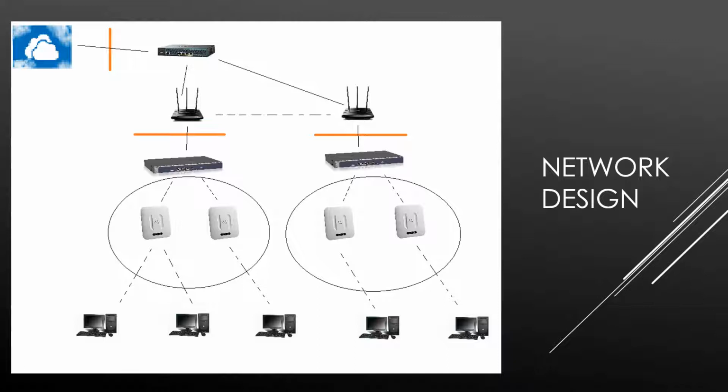And then below the routers, we just have our wireless controllers, and those will manage the access points. The two circles around the access points are just there to say that the controllers can only manage 25 at a time, and we need 50, so we'll just have two groups, one for each router. And then obviously the computers down at the bottom are just devices connecting to the access points.